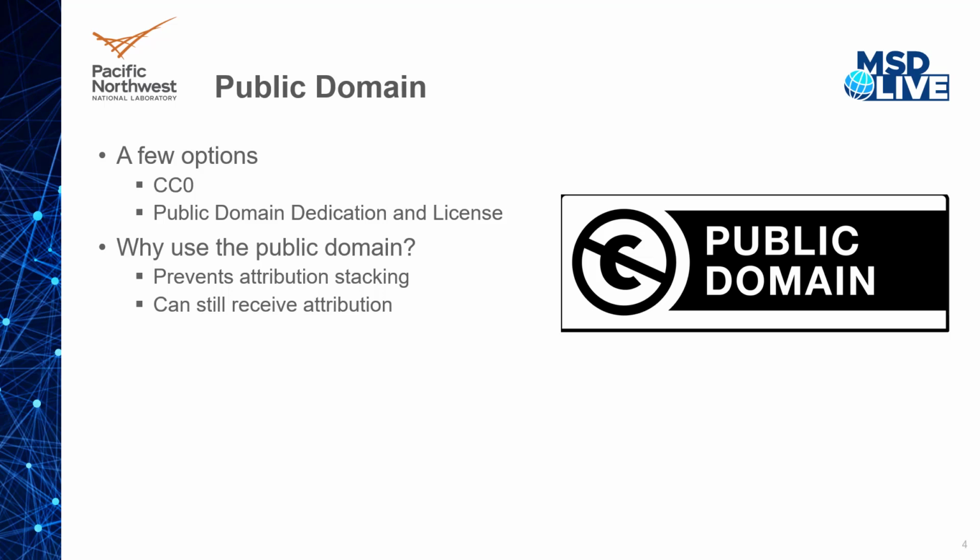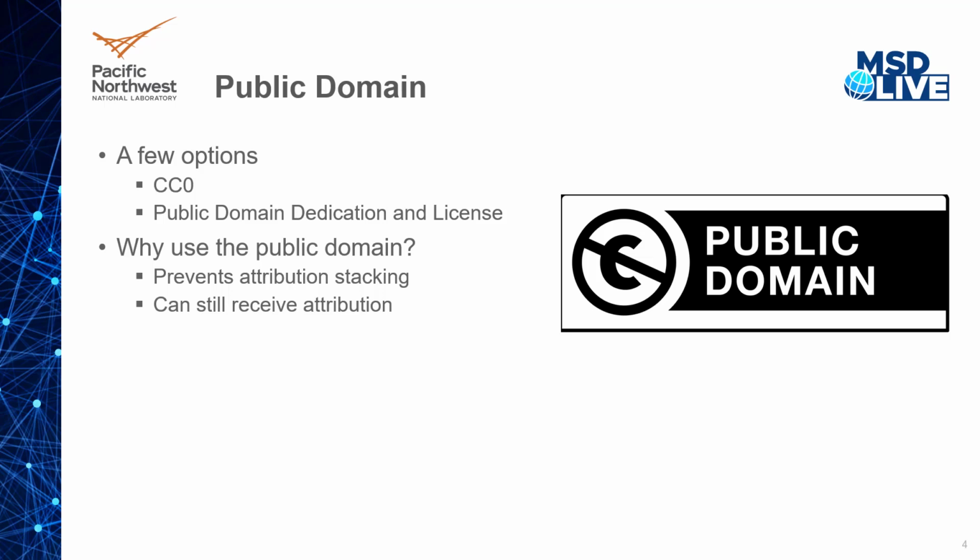Next, we have the Public Domain Dedication and License, or PDDL. This is another license which dedicates the work to the public domain, but the PDDL is intended mainly for use with databases and the data they contain. This differs from CC0 licenses in that CC0 may be used for any type of content protected by copyright, which can include data.